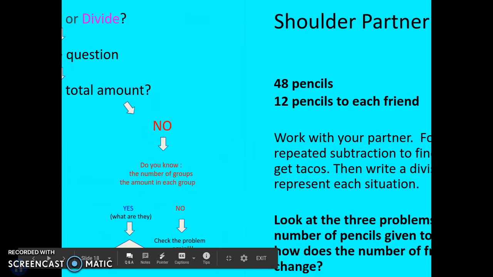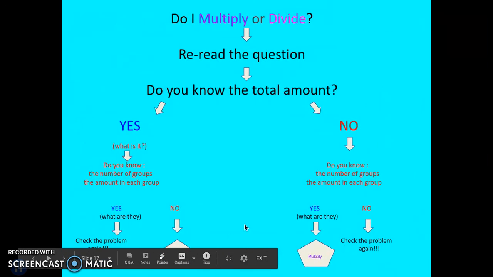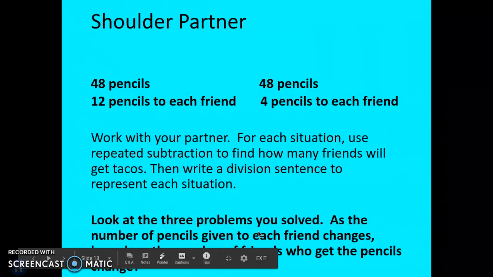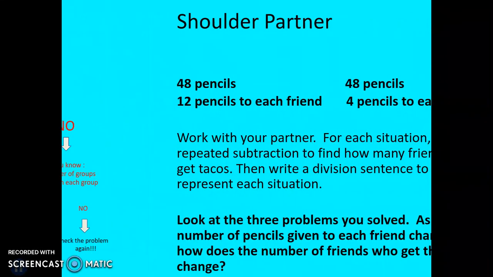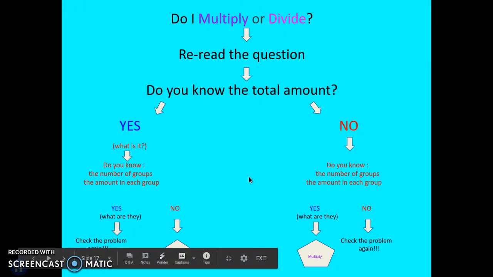But if I don't know both of these, then I'm going to say no, and guess what operation I'm going to use? I'm going to use division. I would use division here to help me with this problem.